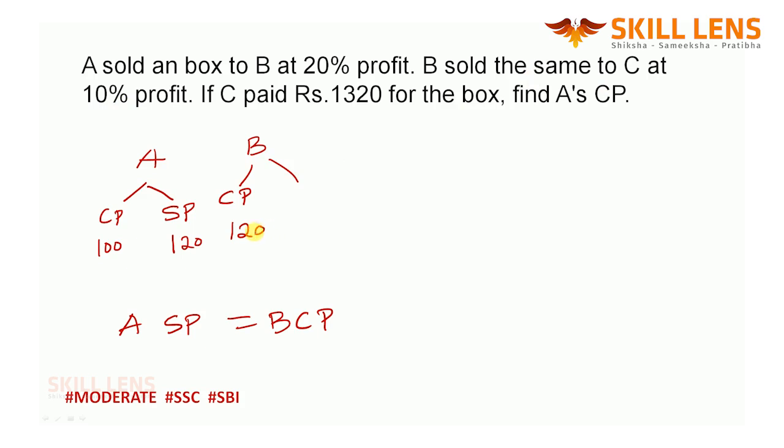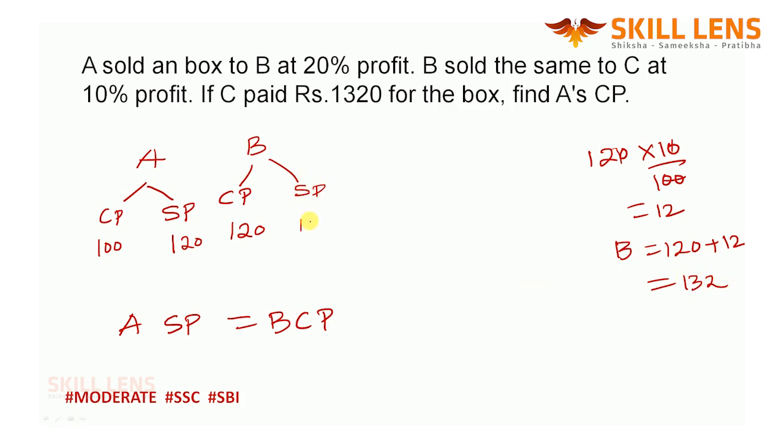What is 10% of 120? 12 extra. On 120, 10% is going to be 12 extra. So B's selling price is going to be 120 plus 12. Can I say 132? Yes. B's selling price is 132. Can I say B's selling price is nothing but C's cost price? Yes. Okay. Now look at C.